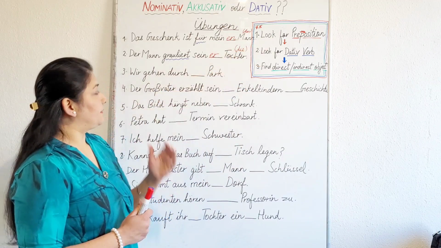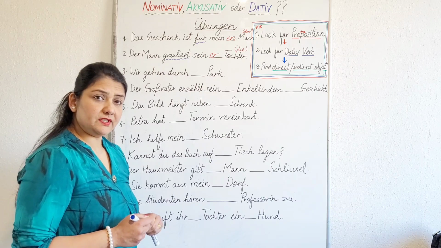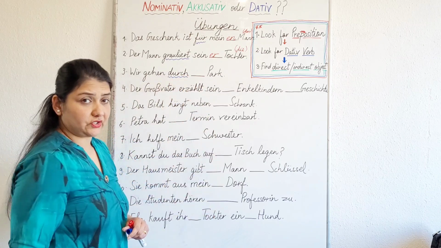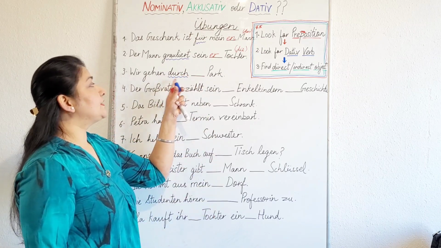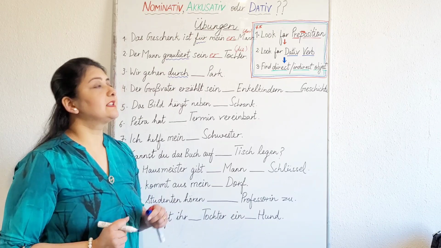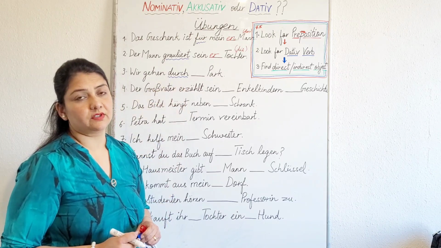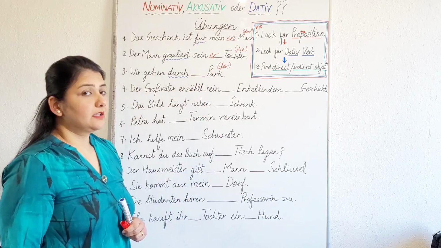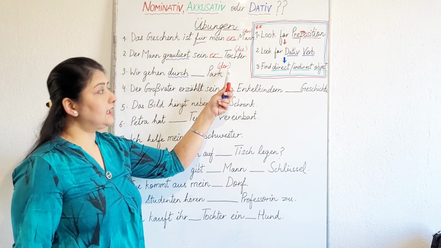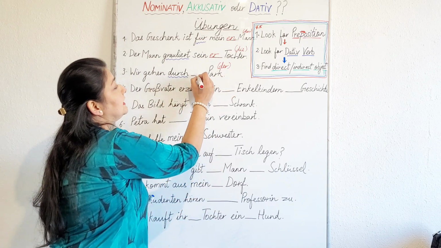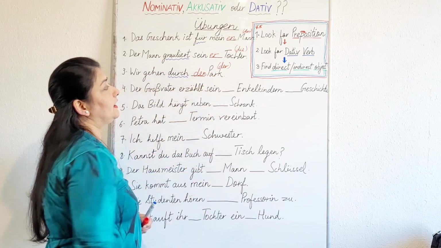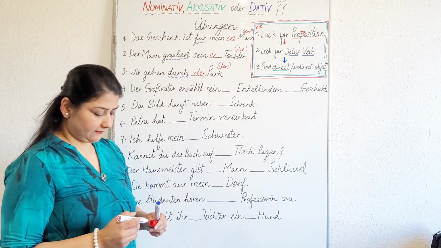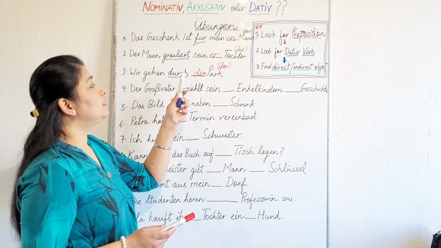Wir suchen nach einer Präposition. Gibt es eine Präposition? Ja, es gibt hier eine Präposition: durch. Und was für eine Präposition ist durch? Das ist eine Akkusativpräposition. Daher hat Park den Artikel der, also der wird zu den dekliniert. Also hier ist das Akkusativ. Wir gehen durch den Park.